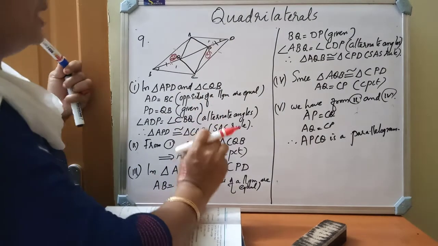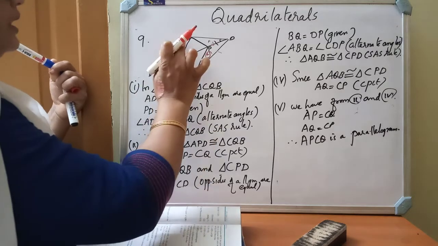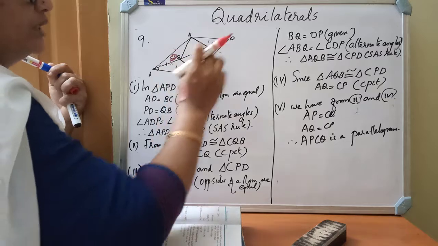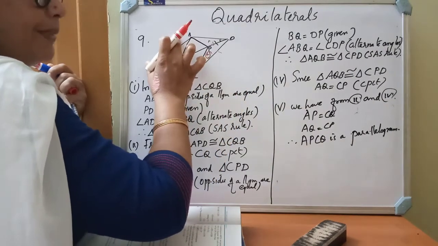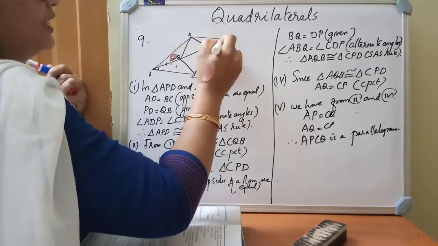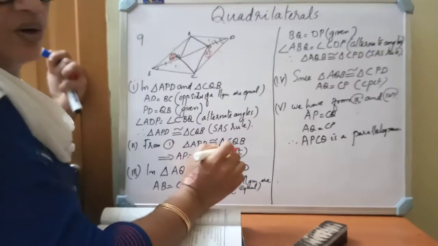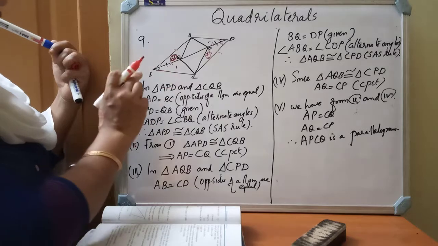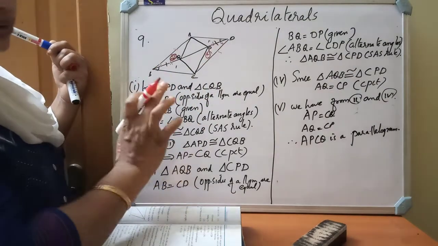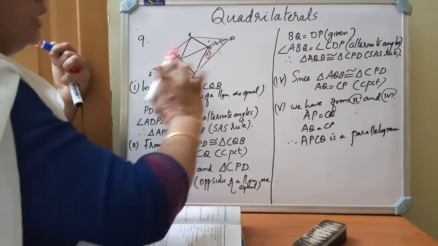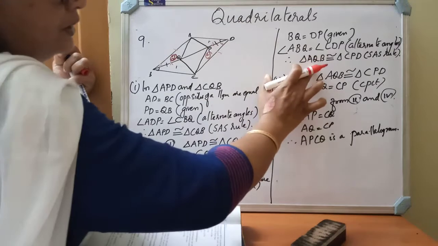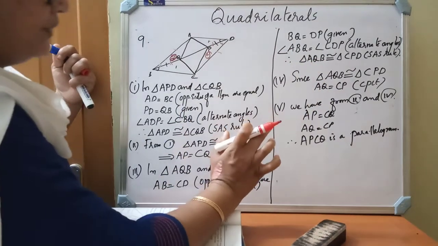Then angle ABQ, this angle, corresponding angle only, no children, because these two sides are parallel sides and this is acting as a transversal. So these two are alternate angles. So two sides and included angle of one triangle is equal to two sides and included angle of another triangle. So by SAS rule, the same rule we applied in the first one, we are applying here. Here we got these two triangles are congruent by SAS rule.